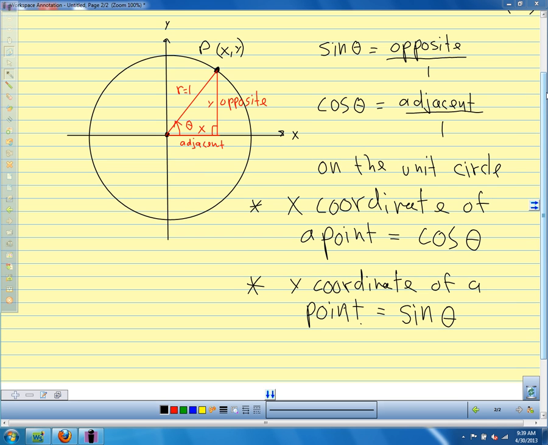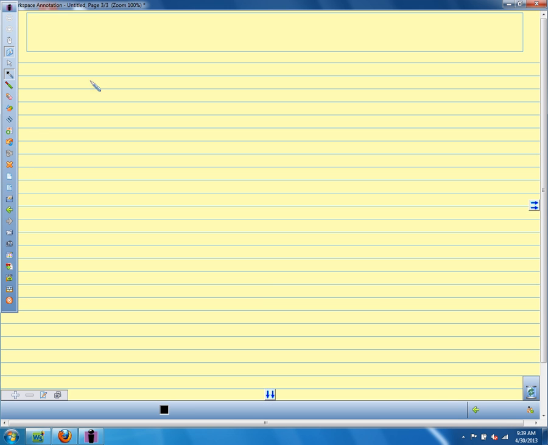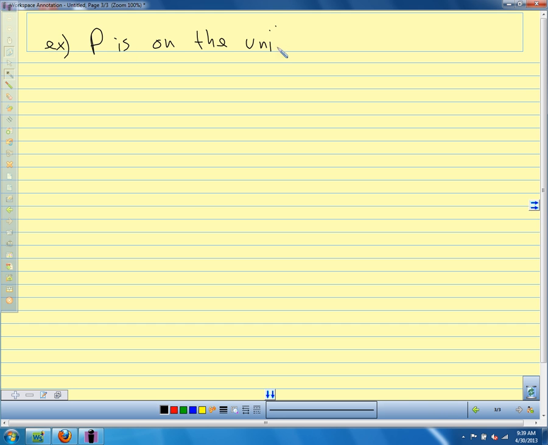So any questions about how we've set up the unit circle? We make the radius 1 so that our sine and our cosine are just one or the other sides of our triangles. All right, let's look at a couple of examples of the problems that you might be asked to solve using the unit circle. So on both of these, P is on the unit circle.